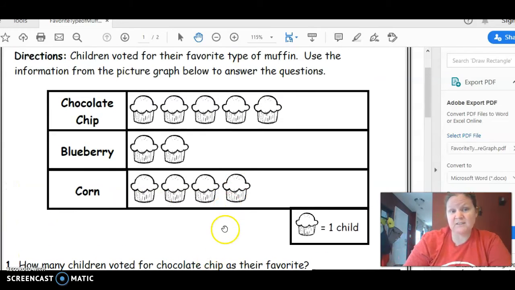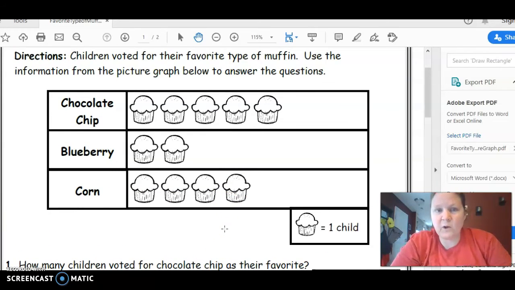So another question you might say is, which one had the most? You could say chocolate chip because 5 is the most, the longest one. Which one had the least votes? Blueberry, right. Now here's a really tricky question. If I said how many kids were in this class that voted, how could you figure that out? Anybody know? It's a very tricky question. Remember, 1 kid per vote.